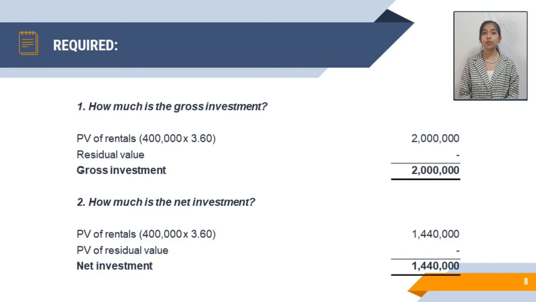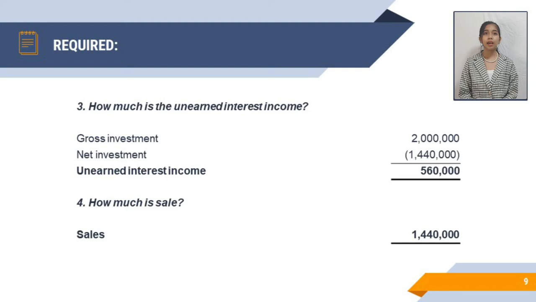First, how much is the gross investment? The gross rental is equal to 2 million, because the 400,000 annual rental is multiplied by the lease term of 5 years. And because there is no residual value, 2 million will be our gross investment. Next, how much is our net investment? For the net investment, the present value of rentals will be added to the present value of the residual value. But because there is no residual value given, our net investment will be 1,440,000, which is 400,000 times 3.16.